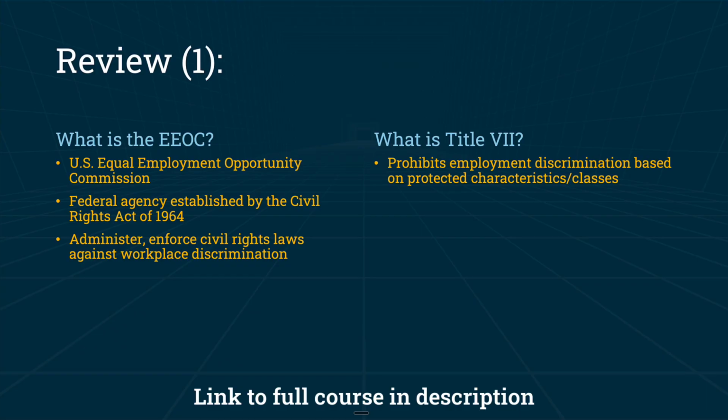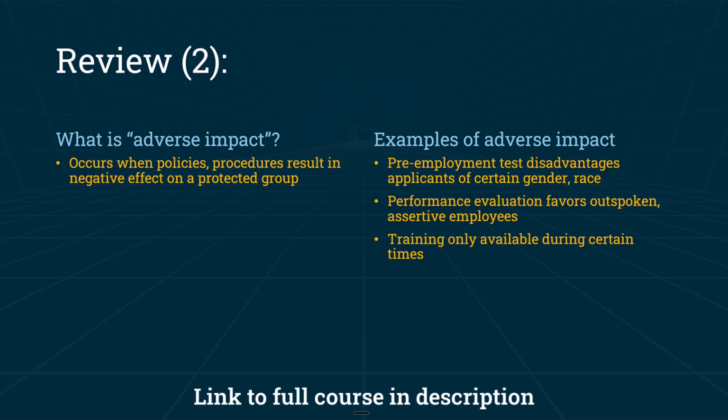You need to remember that Title VII prohibits employment discrimination based on protected characteristics and classes. Adverse impact occurs when policies and procedures result in a negative effect on a protected group. Examples of adverse impact include a pre-employment test that disadvantages applicants of certain genders or races, a performance evaluation that favors outspoken assertive employees, and training that is only available during certain times of the day or the week.